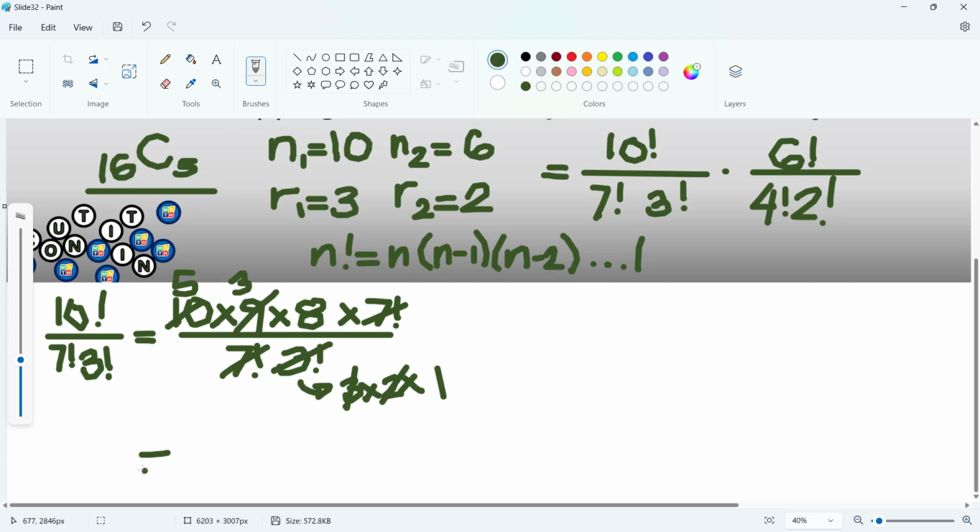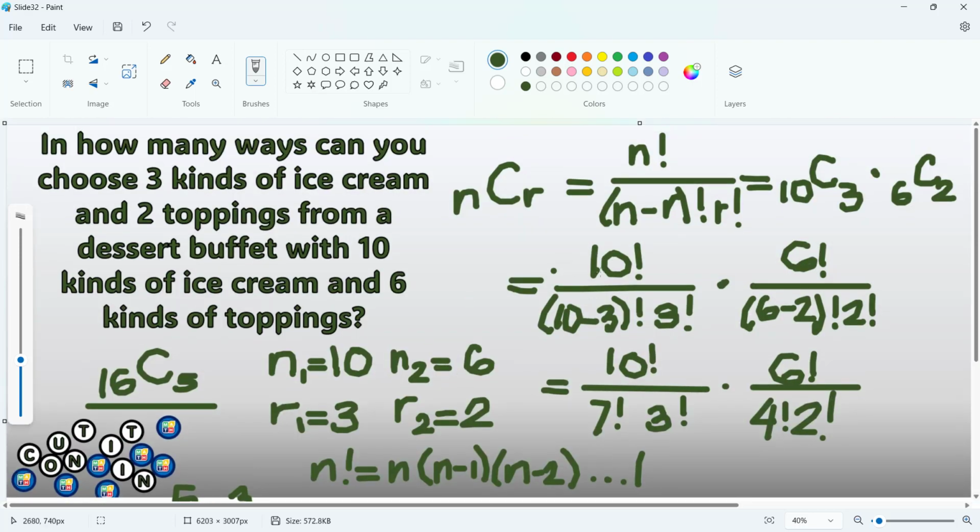In short, you will just simply need to have this product, 5 from your 10 times 3. Then you have your times 8. So this is just your result for your first combination, 5 times 3 times 8, considering all the cancellations that you did. This will result to 120 combinations. But this is not yet the final answer because this is just the combination for the number of ice cream that you can select, 10 taken 3.